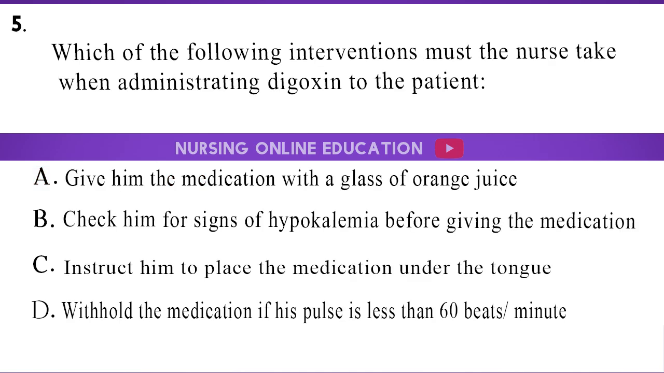5. Which of the following interventions must the nurse take when administering digoxin to the patient? A. Give him the medication with a glass of orange juice. B. Check him for signs of hypokalemia before giving the medication. C. Instruct him to place the medication under the tongue. D. Withhold the medication if his pulse is less than 60 beats/minute. The answer is option D. Withhold the medication if his pulse is less than 60 beats/minute.